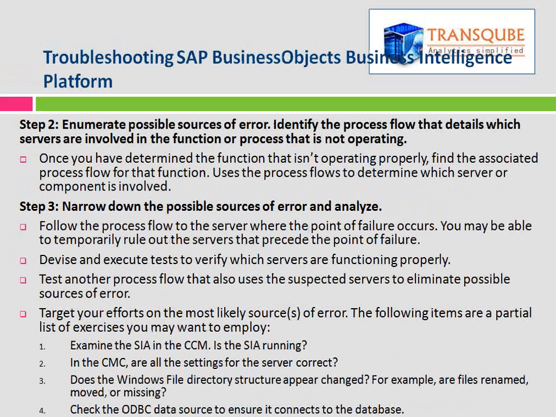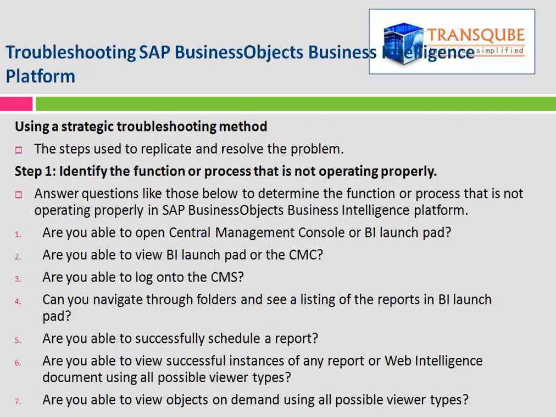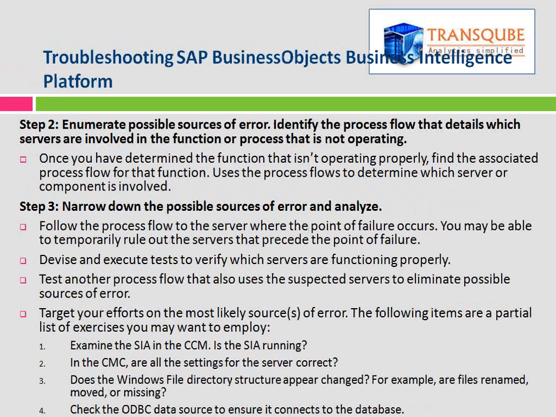Step number 2 will illustrate enumerating the possible sources of error. Identify the process flow that details which servers are involved in the function or process that is not operating. Step number 1 explains the possible varieties of errors that you may get. Step number 2 tells you what is the process flow which is in connection. As we have seen, a web intelligence document has 2 different process flows. A scheduled document has 1 process flow, and an on-demand report has another process flow.